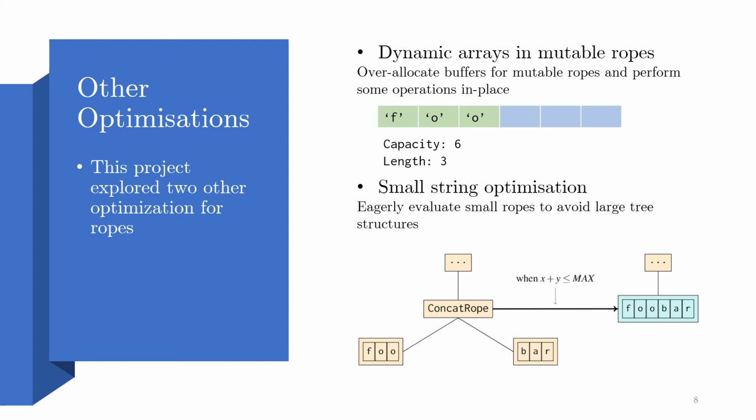Several other optimization techniques were explored. The dynamic array optimization allows the buffer and mutable ropes to be over-allocated so that the consecutive string append operation can be performed in place. The small string optimization eagerly evaluates small ropes with the intention of avoiding large tree structures.